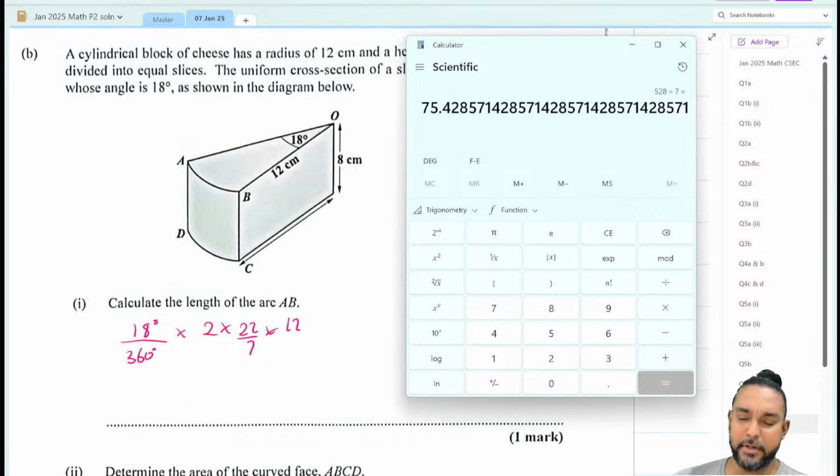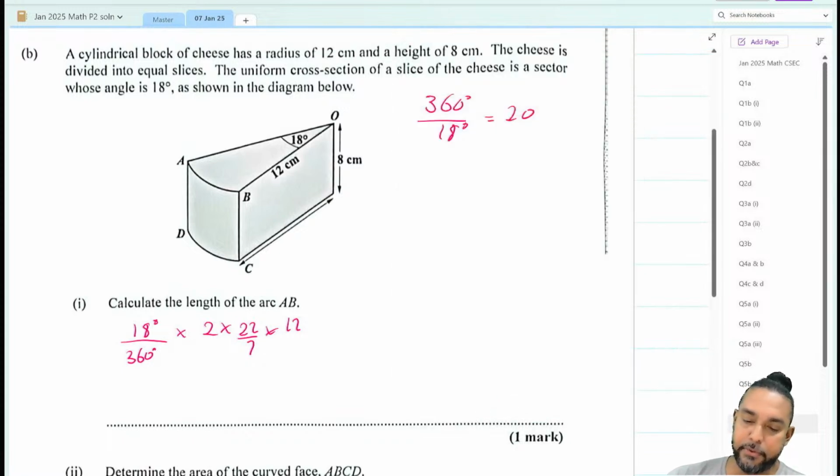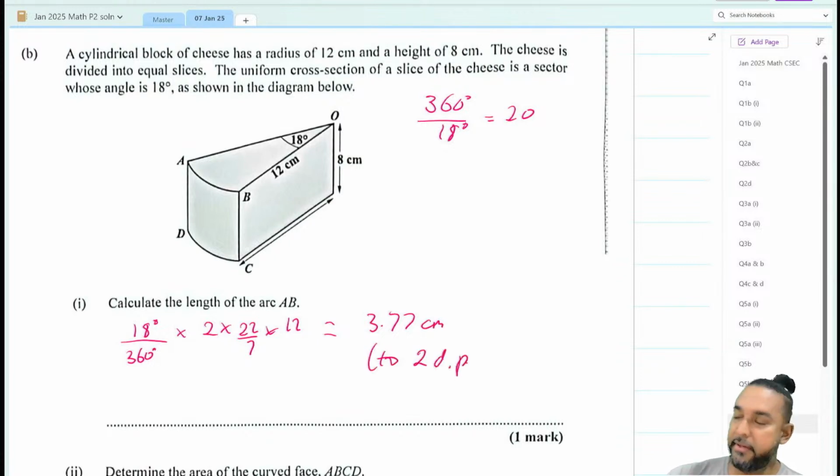Okay, now, what's that noise? I don't know. Right, and then divide that by 20. So 3.7. Let me double check it. So what they want is the length of the arc. If the radius is 12, the whole circle circumference is 2 by pi by r. And then you divide that by 20, since 18 into 360 is 20. So about 3.77. So approximately 3.77 centimeters, correct to 2 decimal places.